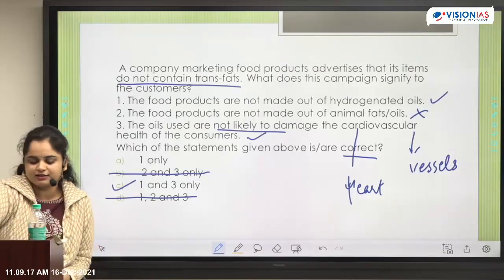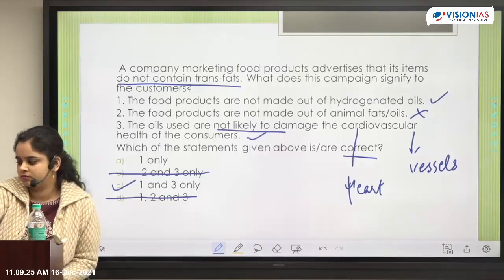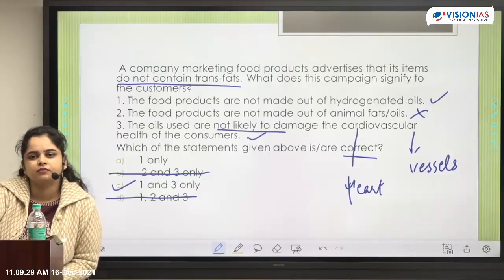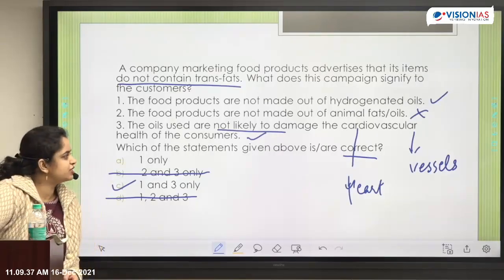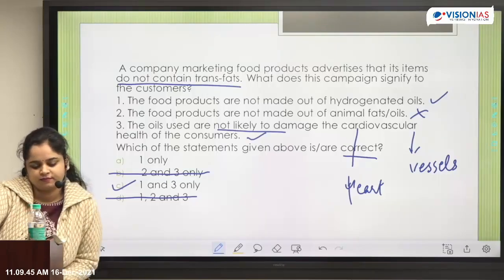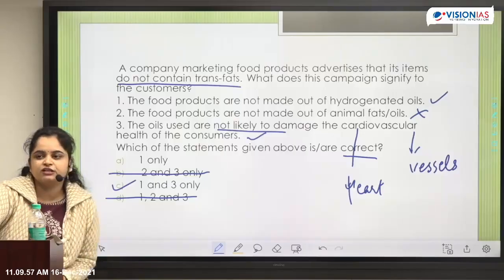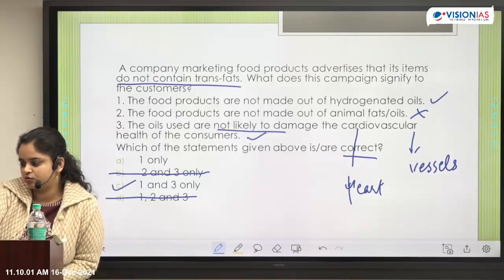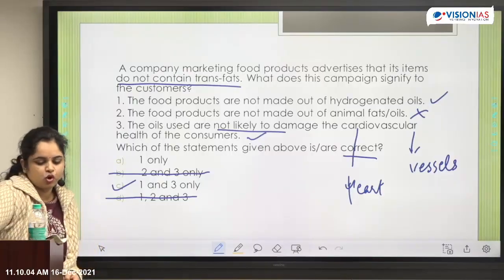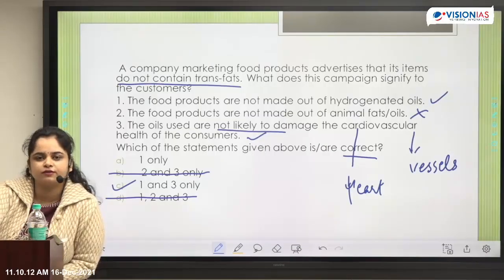Trans fats are unsaturated fatty acids which can be partially hydrogenated in the industry to change into a solid form.